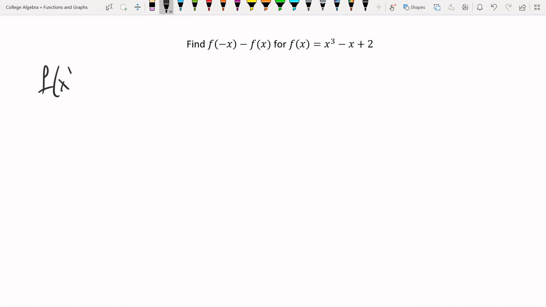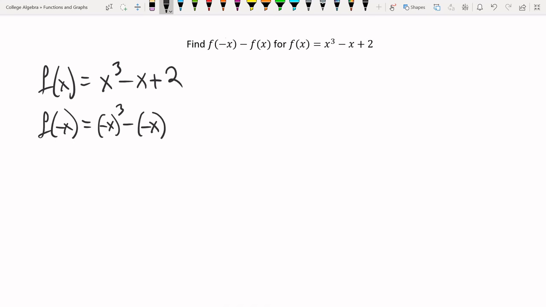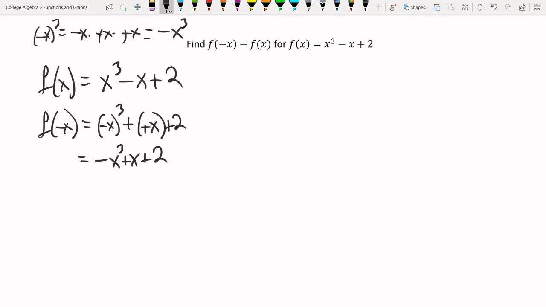So f of x we already know is x cubed minus 3x plus 2. F of negative x then is going to be negative x cubed minus 3 times negative x plus 2. Negative x cubed is negative x times negative x times negative x, which gives us negative x cubed. So we have minus x cubed. Those two negatives cancel, and we get plus 3x plus 2. So that's what f of negative x equals.